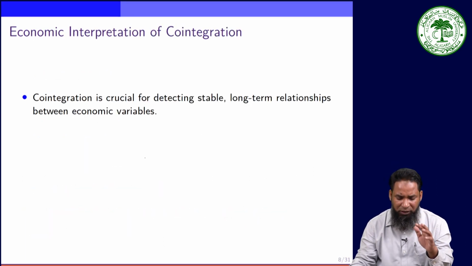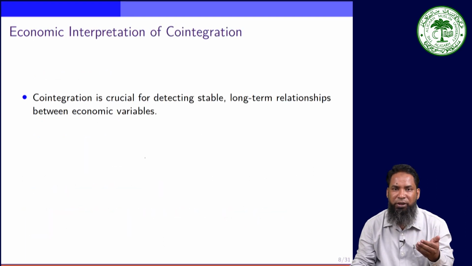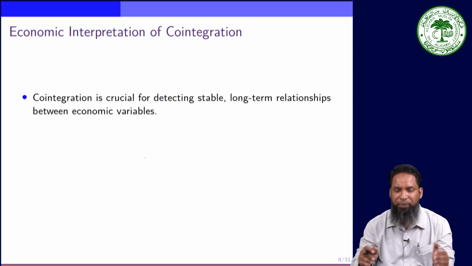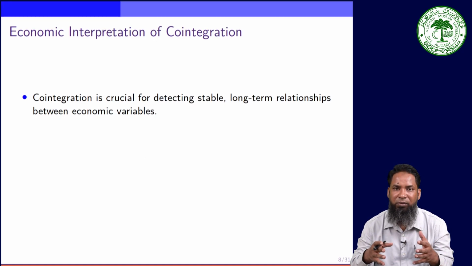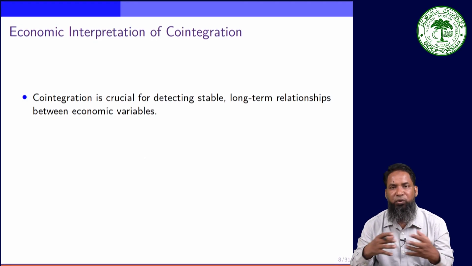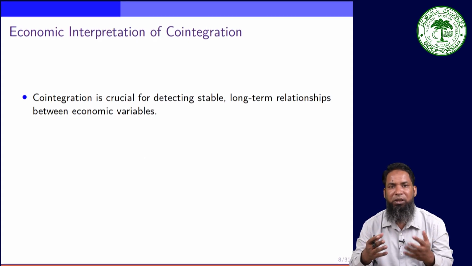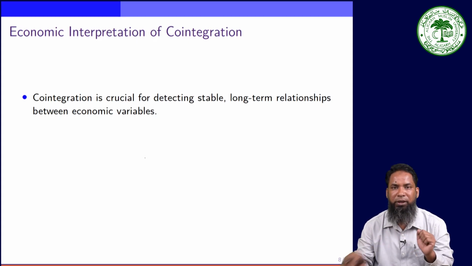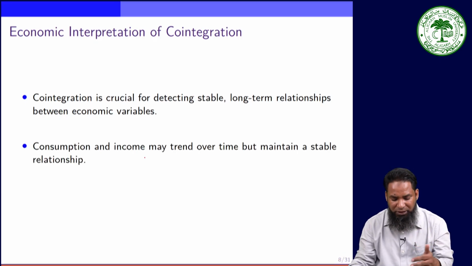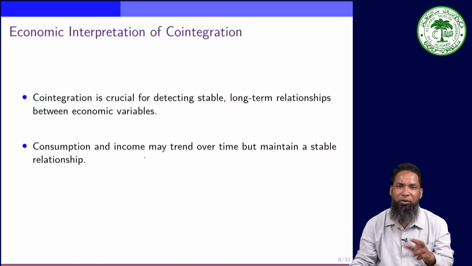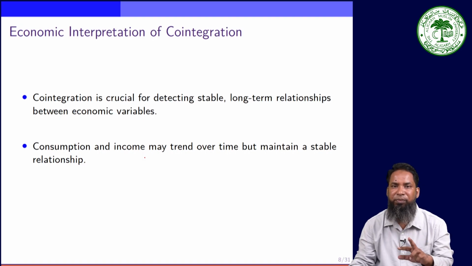Now what is the economic interpretation of cointegration? Cointegration is very crucial for detecting the stable, long-term relationship between economic variables which fluctuate in the short run. If we ask what the stable long-term relationship is, then we have to go to cointegration. For example, take consumption and income, which we have already discussed: if both are trending but they are cointegrated, their long-term relationship will be stable.